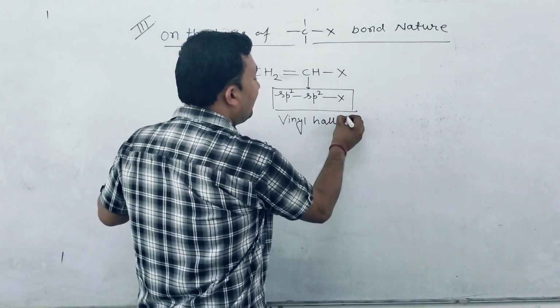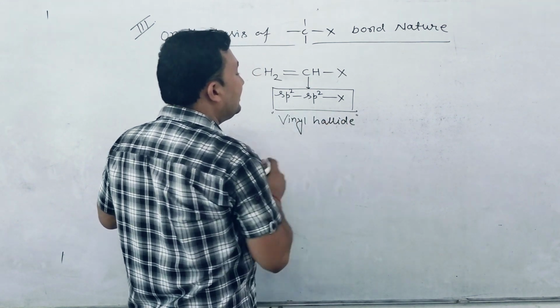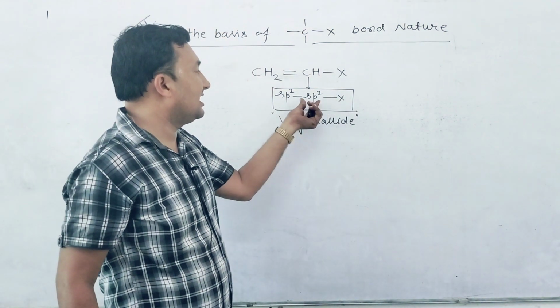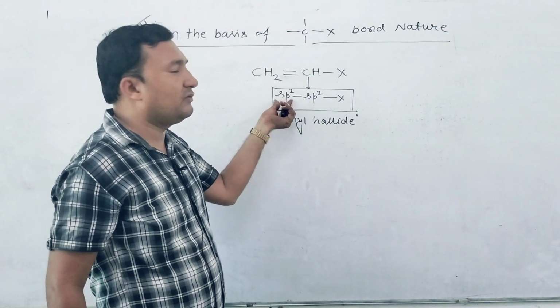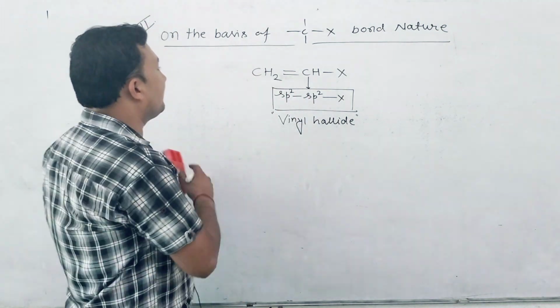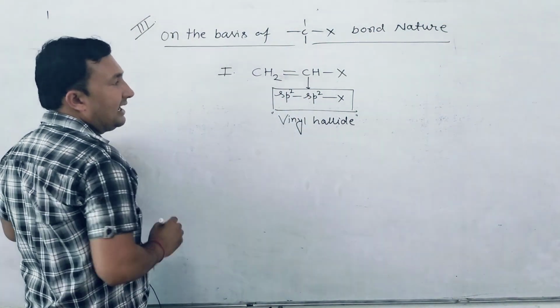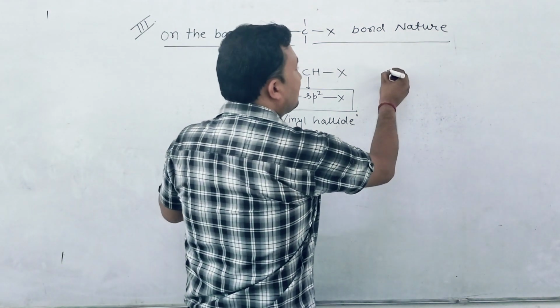So it is a very important fact. Vinyl halides contain a halogen atom attached to an sp2 carbon, which is also attached to one more sp2 carbon. So this category of compound is called vinyl halide. Now let's talk about the next one.